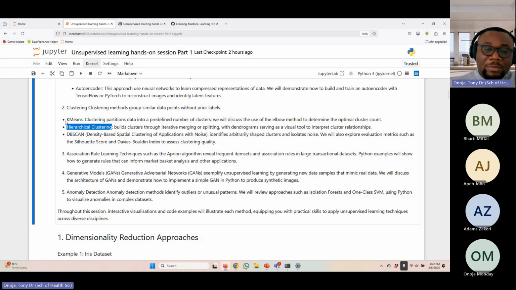So the K-means clustering, the hierarchical clustering, the DBSCAN, which is in full density-based spatial clustering of applications with noise. Again, we said in this case, we identify arbitrary cluster shapes and isolate noise. Then we also talked about how in this particular one, if you have a large K, you are likely going to have few clusters, while if you have a small K, you will have so many clusters.